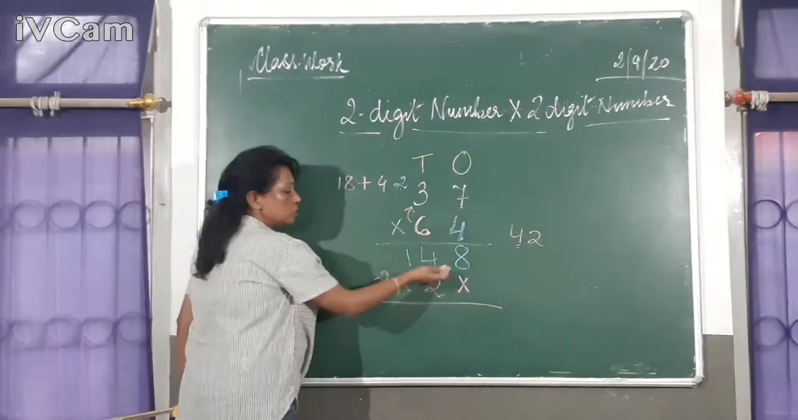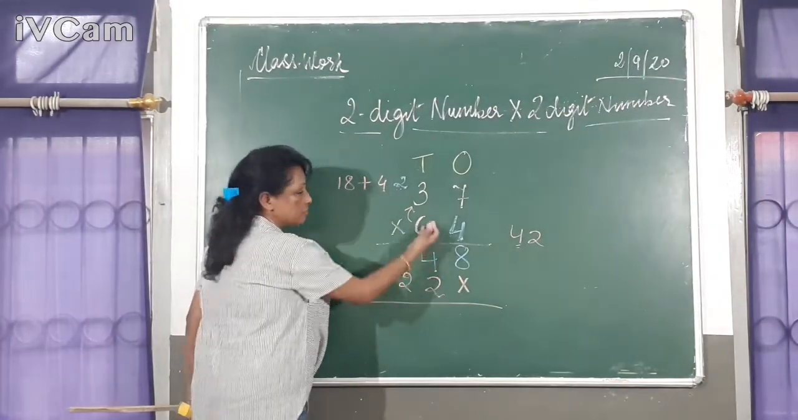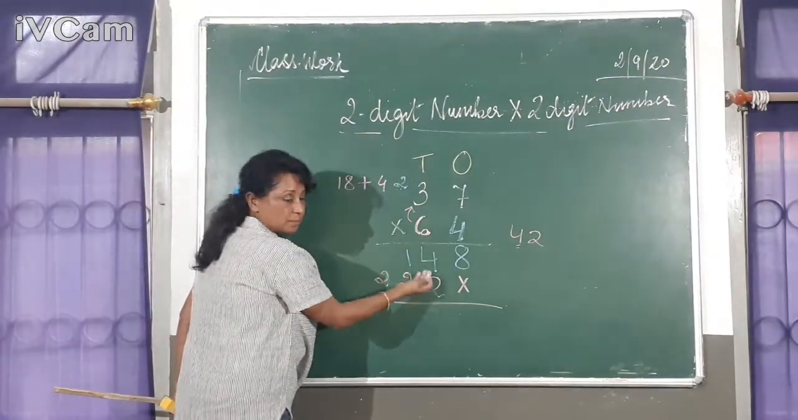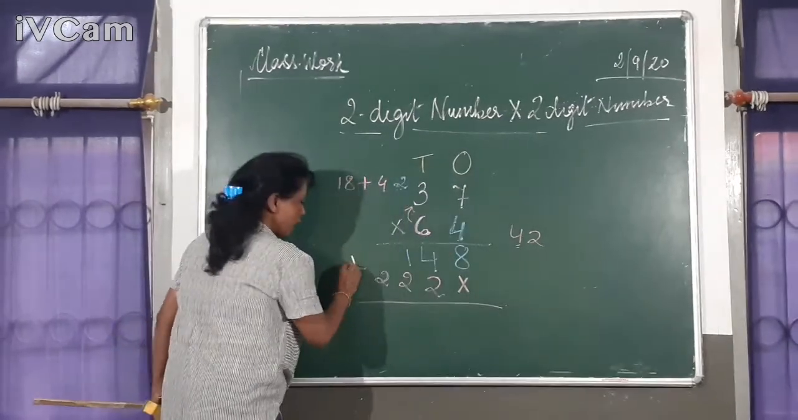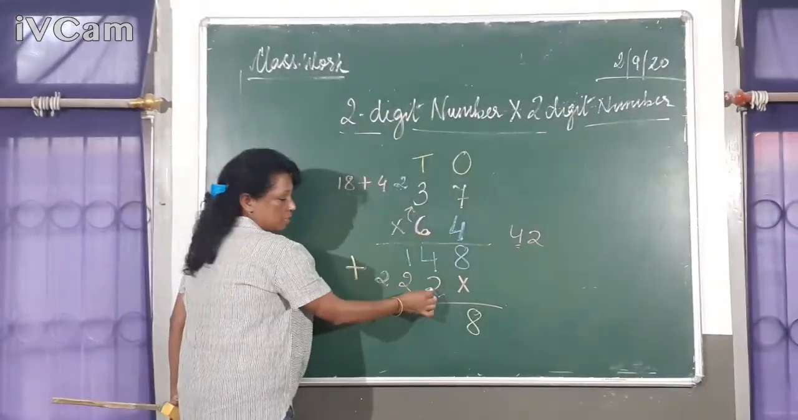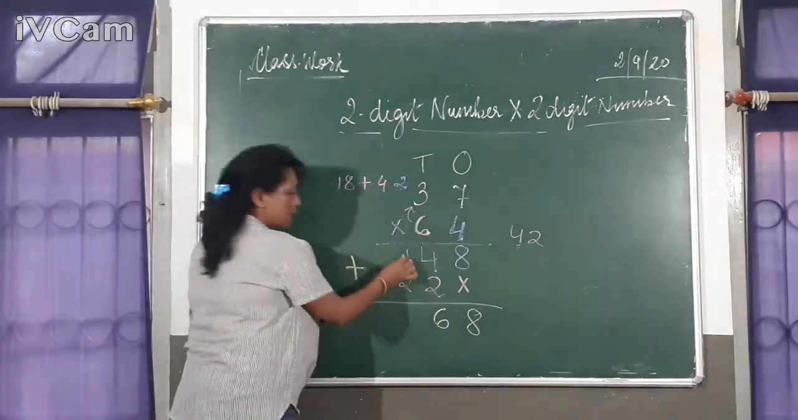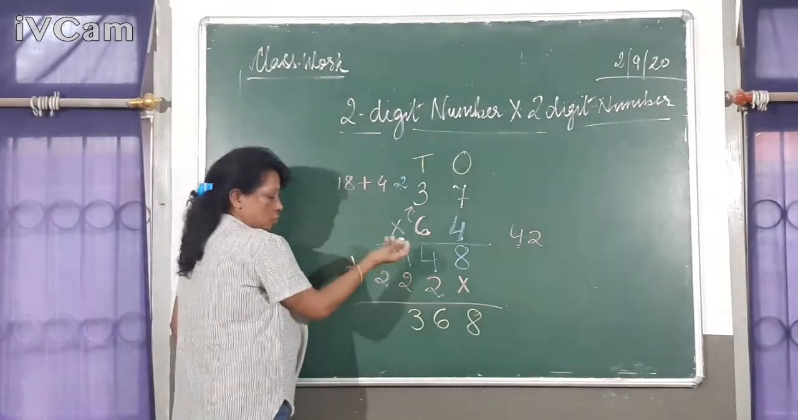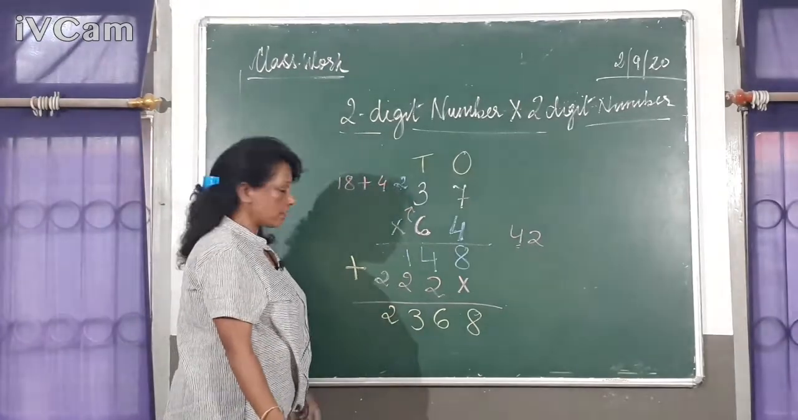Now these are the products, meaning the answers which you get after multiplication. First row, second row. What will you do with these products? We are going to add these two numbers. So 8 plus 0 is 8. 4 plus 2 is 6. And 2 plus 1 is 3. And 2 plus nothing, is there a number on top? No. So 2.